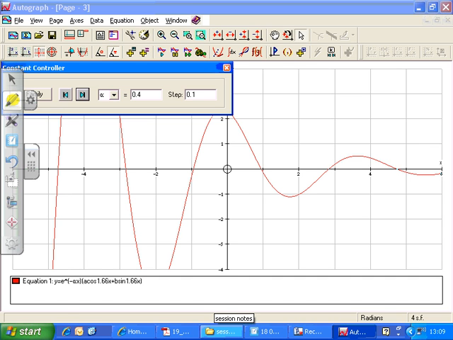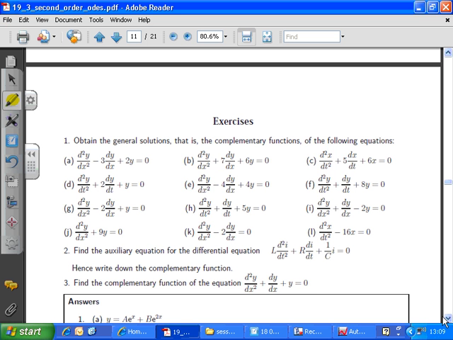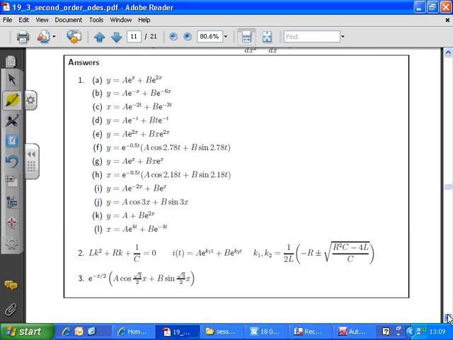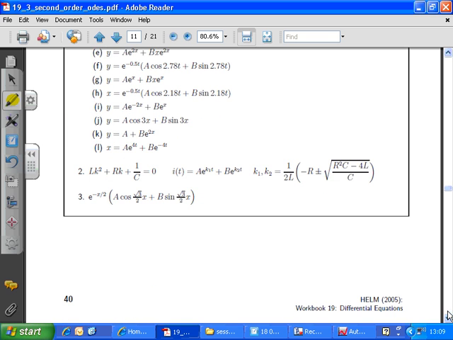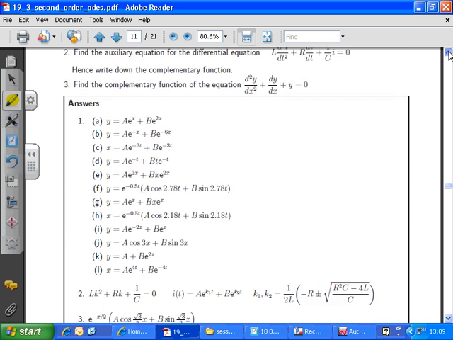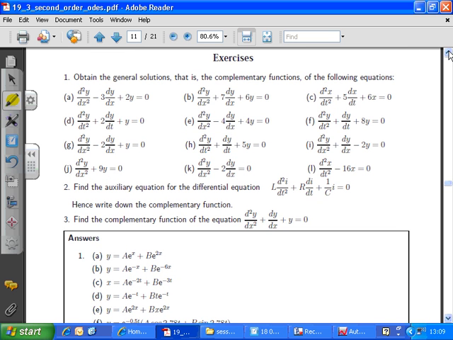So now what I'd like you to do is turn to, in your Helm booklet, page 40 in that book 3 I gave you. And if you look there, you'll see an exercise that asks you to find the general solutions, that is the complementary functions, for the following equations. They're all homogeneous because the right-hand side is 0, so you've got the whole selection of quadratic equations to solve there and get the solutions in the right form. The answers are underneath, so I'll just give you a period of time now to have a go at some of those.